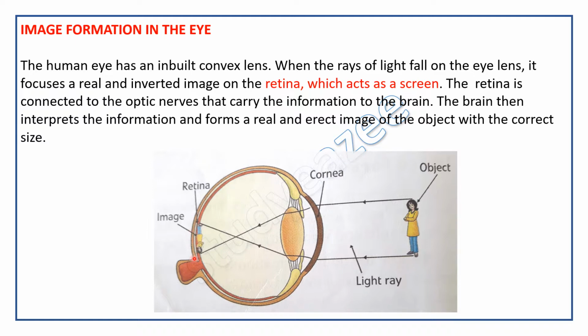The retina is connected to the optic nerves that carry the information to the brain. The brain then interprets the information and forms a real and erect image of the object with the correct size.